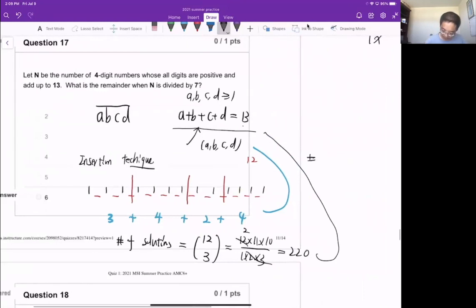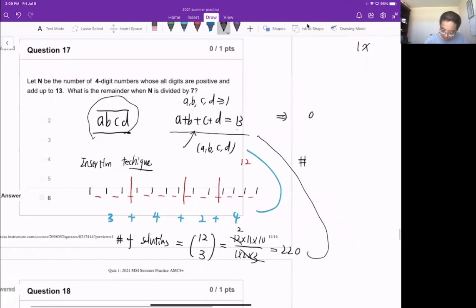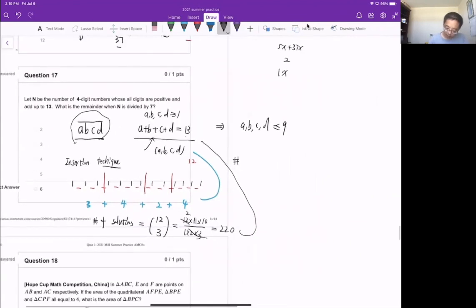So this is the number of positive solutions to A plus B plus C plus D equals 13. However, we are not just looking for solutions, we also need them to form a 4-digit number. That means A, B, C, D have to be less than or equal to 9. So we need to exclude those invalid ones.